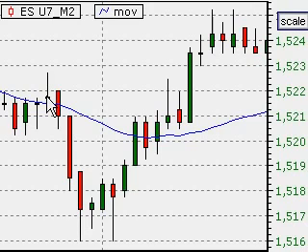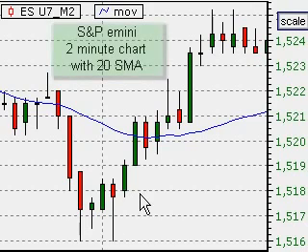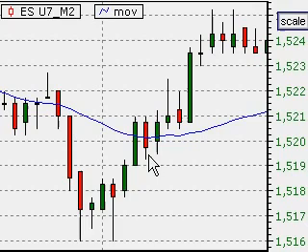Okay, so here's a 2-minute chart of the S&P E-mini. And the moving average here is just a 20 simple moving average. I just put it there as a reference point. Let's say that we wanted to go long off of this little mini double bottom here, and with my trading method what I do is I never risk more than about a bar, sometimes a bar and a half. That's about it. Very, very low risk.